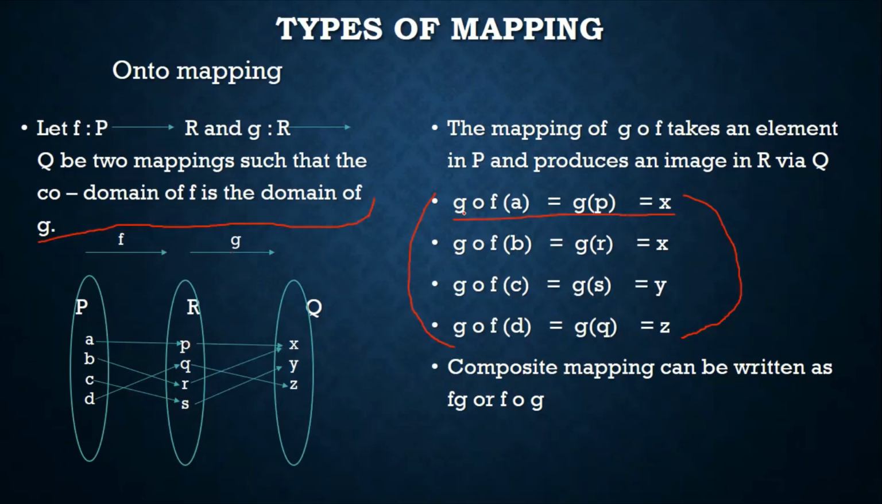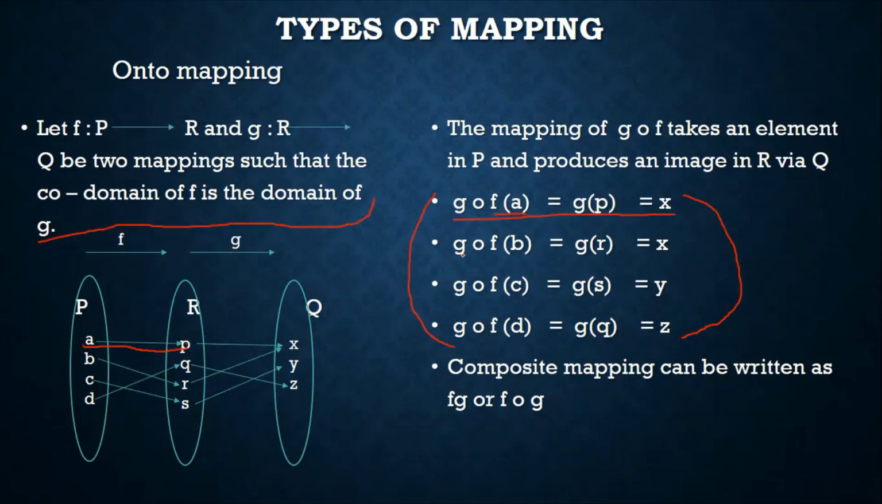But right now we have G of f of a, right? What is f of a? F of a, if we look at our diagram, is p. Is that okay? The element that a is mapped to is p, and that's why we have g of p here. And g of p will be giving us x. That's why we have x here.